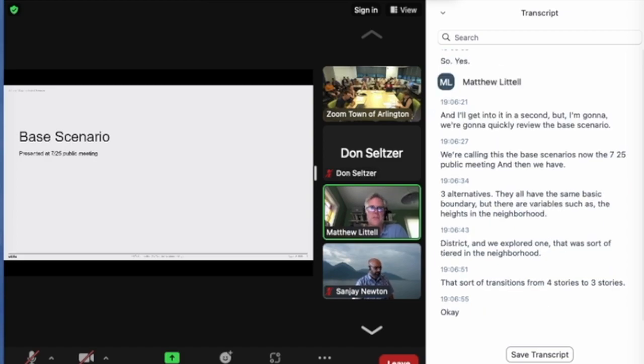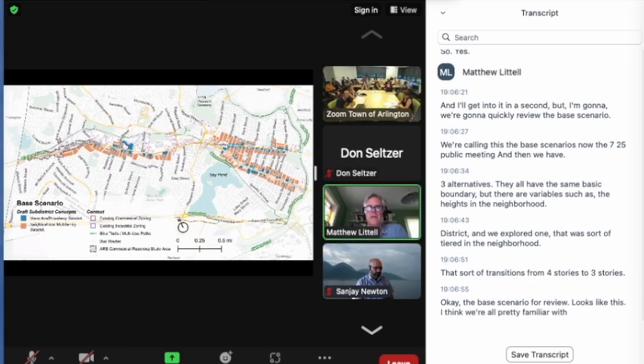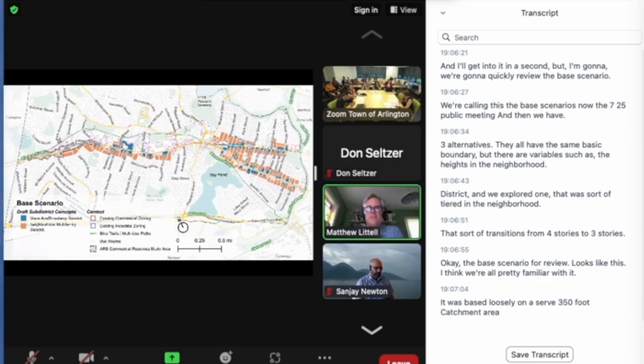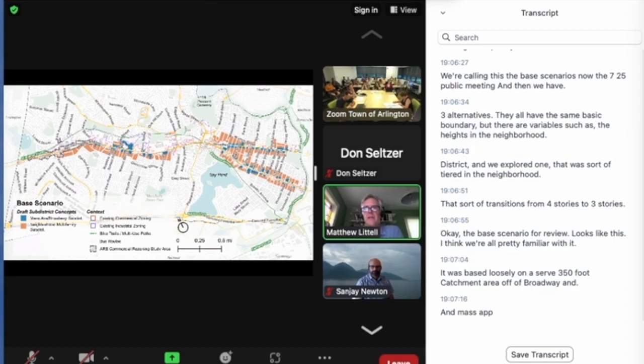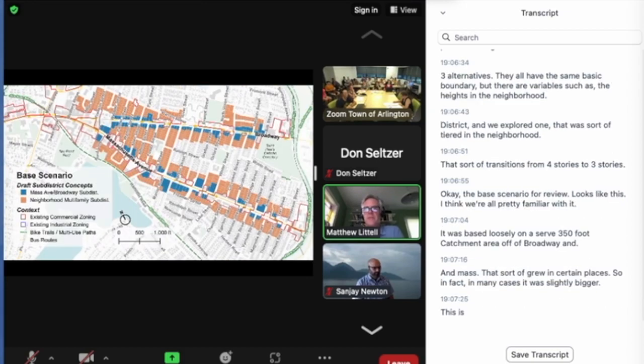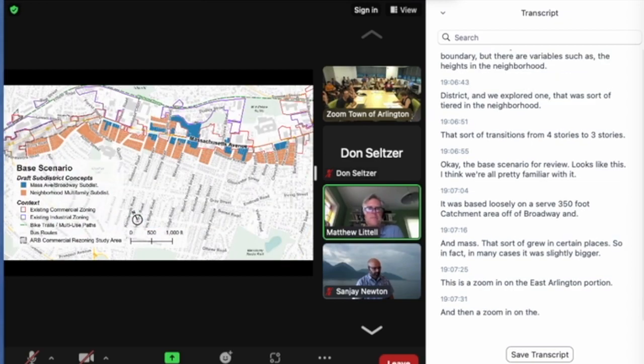The base scenario for review looks like this. I think we're all pretty familiar with it. It was based loosely on a 350-foot catchment area off of Broadway and Mass Ave. That grew in certain places, so in many cases it was slightly bigger. This is a zoom in on the East Arlington portion, and then a zoom in on the central area.